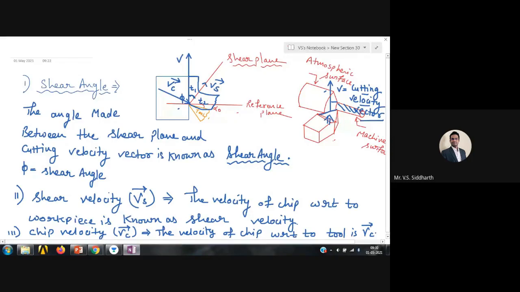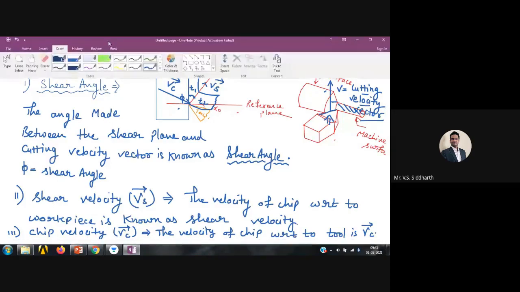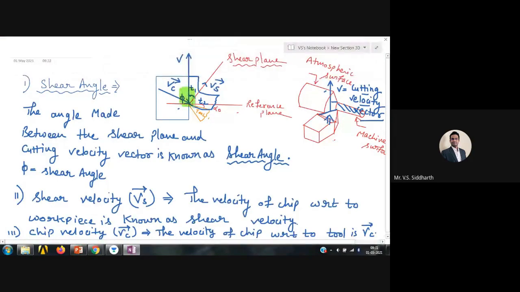Is it clear up to here, everyone? I have basically given names to four terms here. One is shear angle, another one is cutting velocity, another one is shear velocity and chip velocity. So the shear angle is the angle made between the cutting velocity and the shear plane. So this is my shear angle, as per the definition.